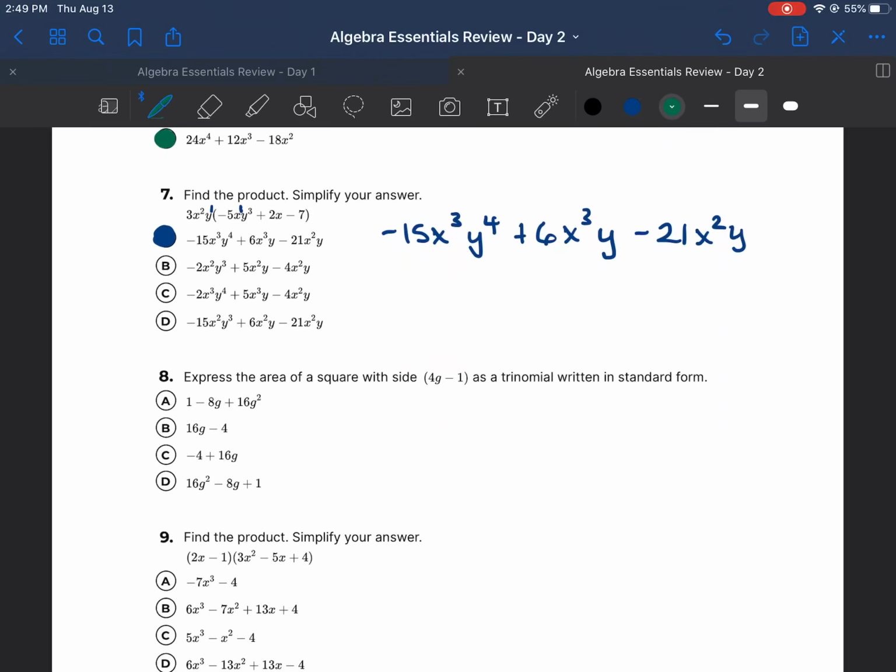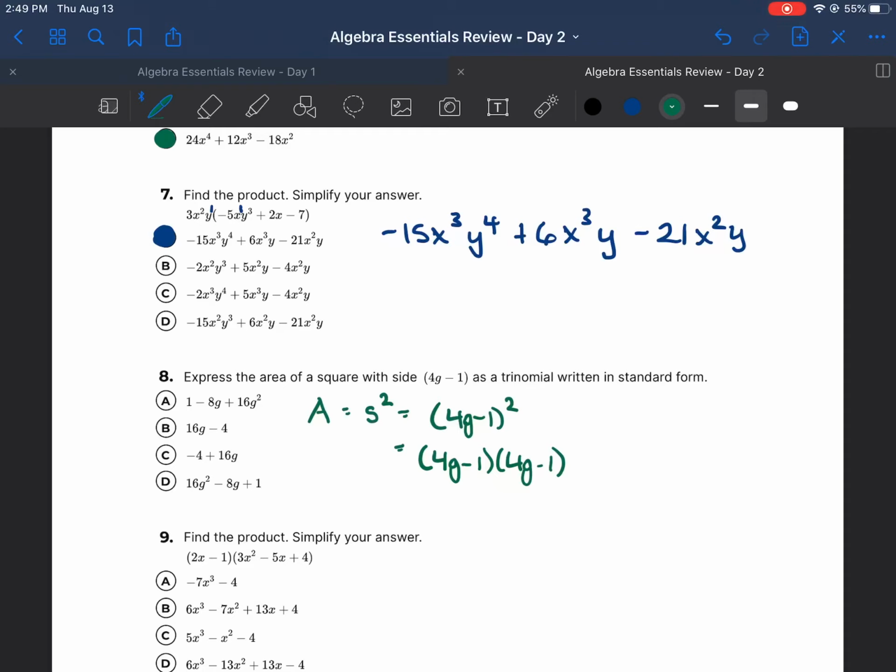Number 8, express the area of a square with side 4g minus 1 as a trinomial written in standard form. Well, remember that the area of a square is one of the sides, since all sides are the same, squared. So we want to do 4g minus 1 to the second power. Well, recall that 4g minus 1 squared is simply 4g minus 1 times itself.